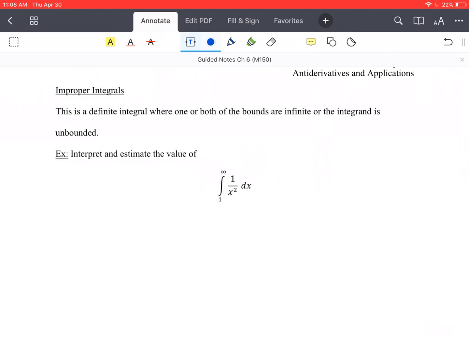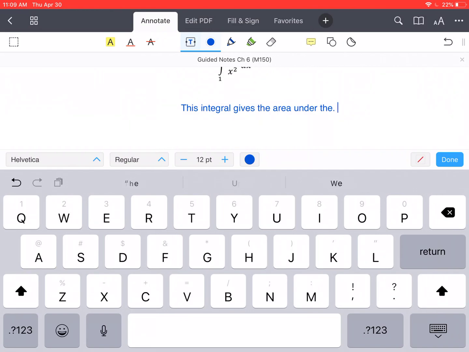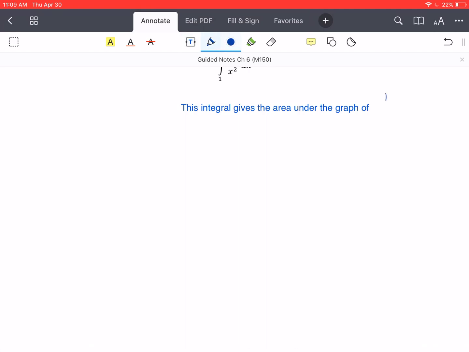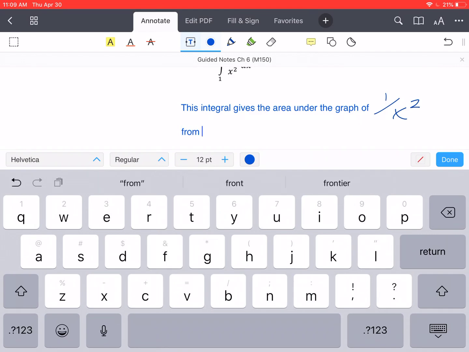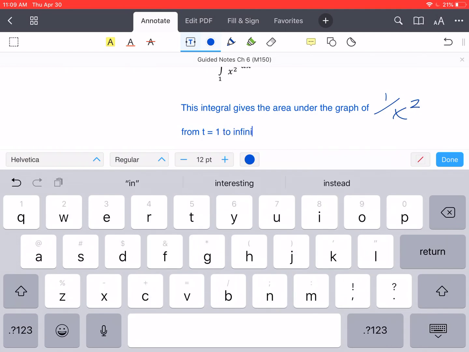So interpret and estimate this value. This integral gives the area under the curve, or I should say under the graph, of 1 over x squared from t equals 1 to infinity.